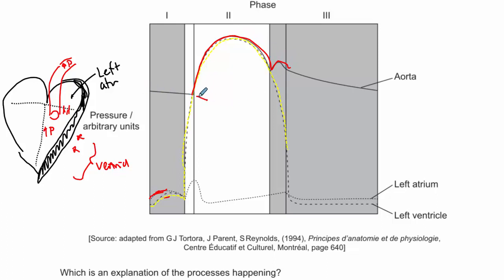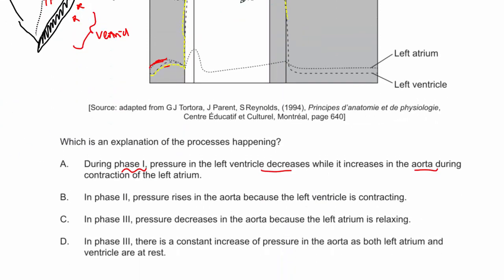And why does it suddenly increase here? It's because at this point, the valve to the aorta opens. It's a one-way valve. So the aorta has this one-way valve here, and this valve only opens when the pressure in the left ventricle is greater or equal to the pressure in the aorta. Okay, so when blood finally manages to squeeze through this valve, then the pressure is similar in the ventricle and aorta, and it flows into the body. So I think this is correct, B.